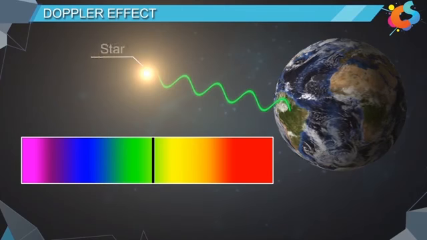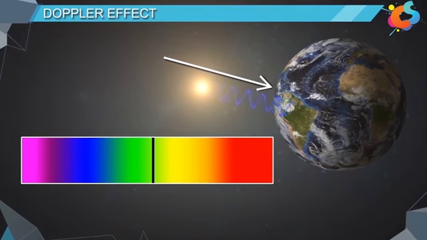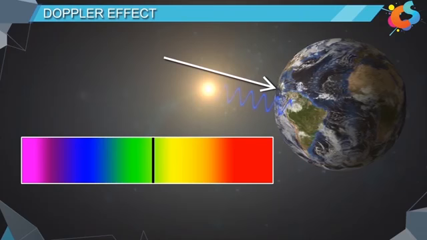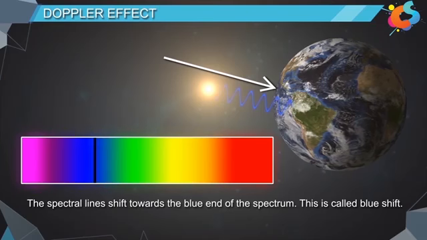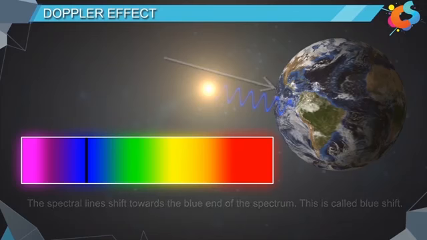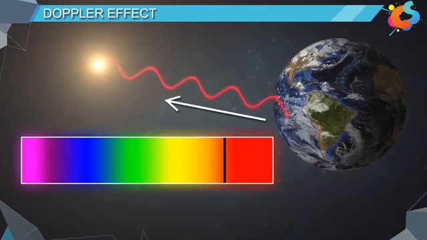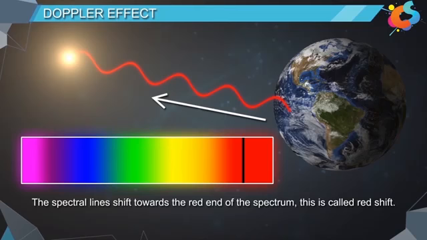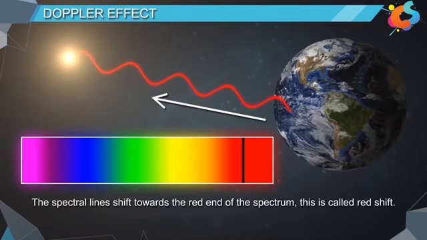If a star emitting light moves towards Earth, then the frequency of the light received by Earth increases, or the wavelength decreases. Thus, the spectral lines shift towards the blue end of the spectrum. This is called blue shift. Similarly, when the star moves away from the Earth, the frequency of the light decreases, the wavelength increases, and the spectral lines shift towards the red end of the spectrum. This is called red shift.